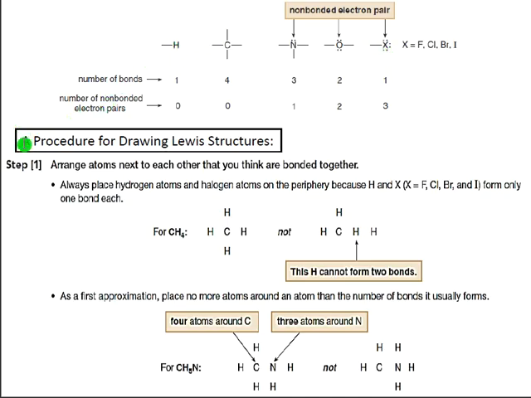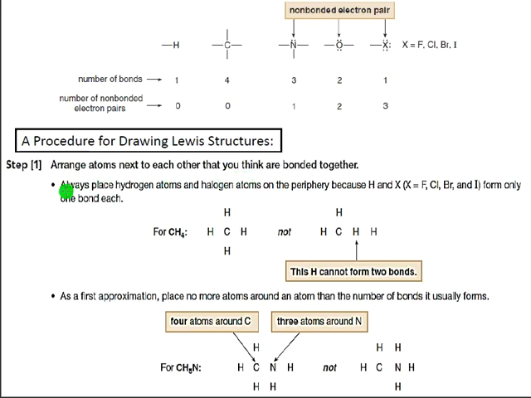And here is a procedure for drawing Lewis structures. We have rules here, okay? If I give you, for example, a molecular formula or chemical formula, and I ask you to convert this formula to the Lewis structure. Step 1, arrange atoms next to each other that you think are bound together. Okay, you have to think whether the hydrogen is bound to the carbon or to the hydrogen or like that.